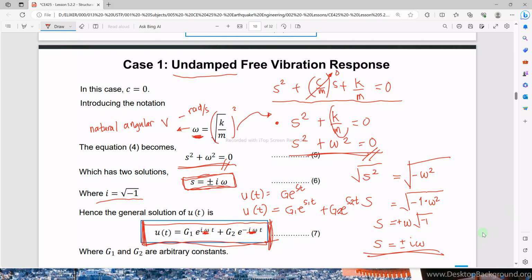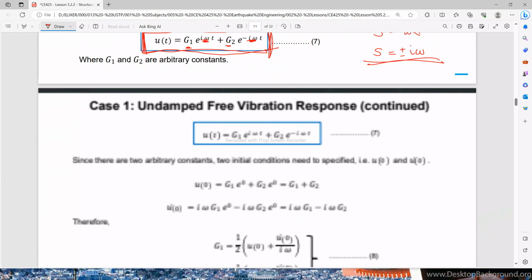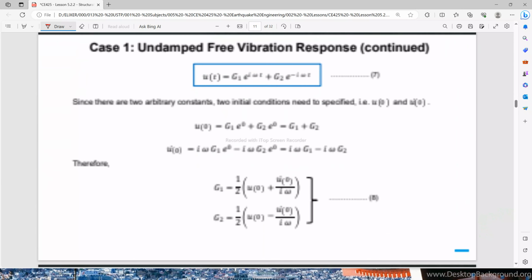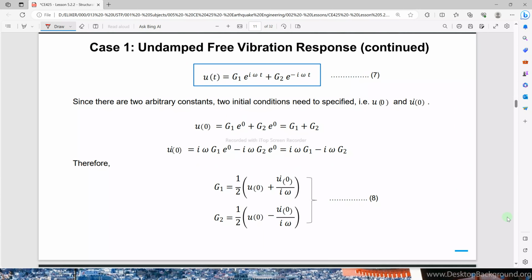So here we have already our i and our omega. Now we have arbitrary constants G1 and G2, so G1 and G2 are what we need to solve. So we already have this equation. Where does this come from? We solve it using the initial conditions, U of 0 and U dot of 0.